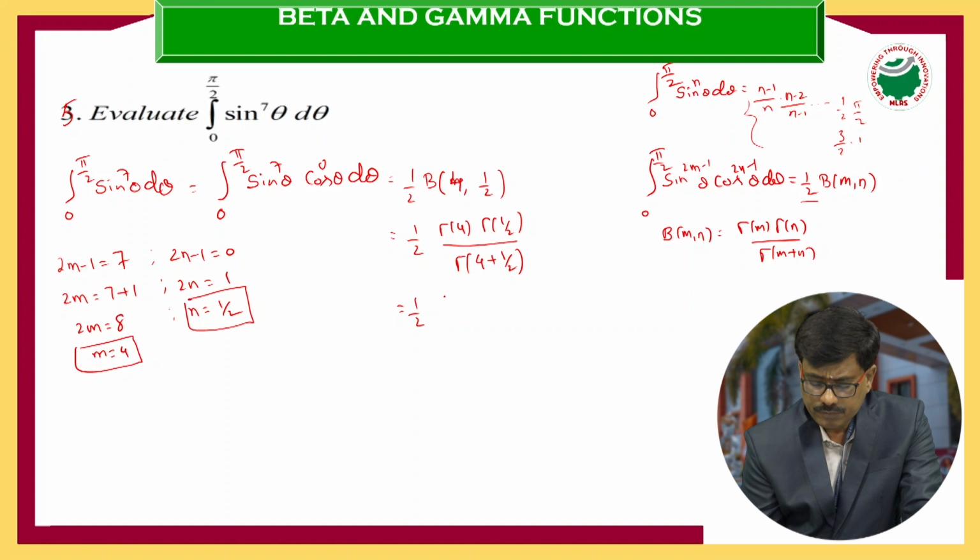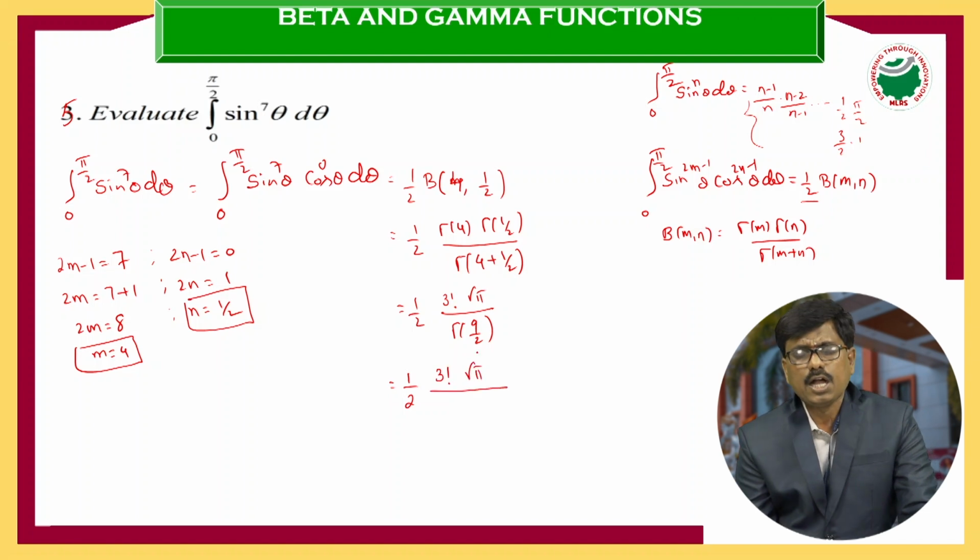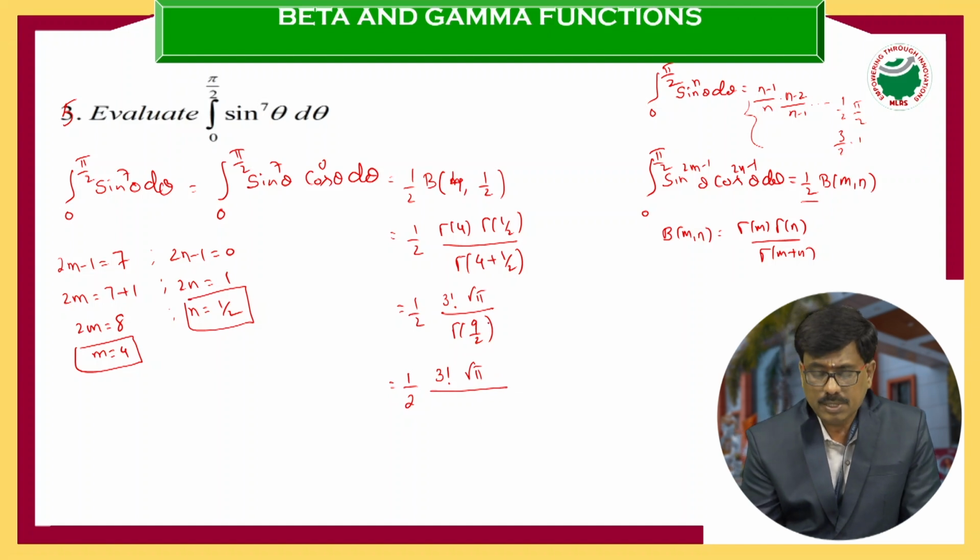How do you write gamma of 4? 3 factorial into gamma of 1 by 2, root pi, whole divided by gamma of 4 plus 1 by 2, which is 9 by 2. How do you evaluate this one? 1 by 2 into 3 factorial into root pi whole divided by gamma of 9 by 2. Already I computed gamma of 5 by 2. With a similar procedure, I can calculate gamma of 9 by 2.